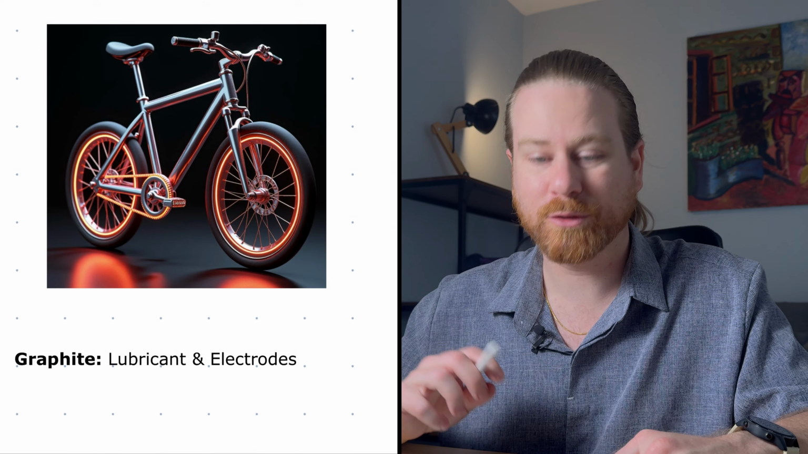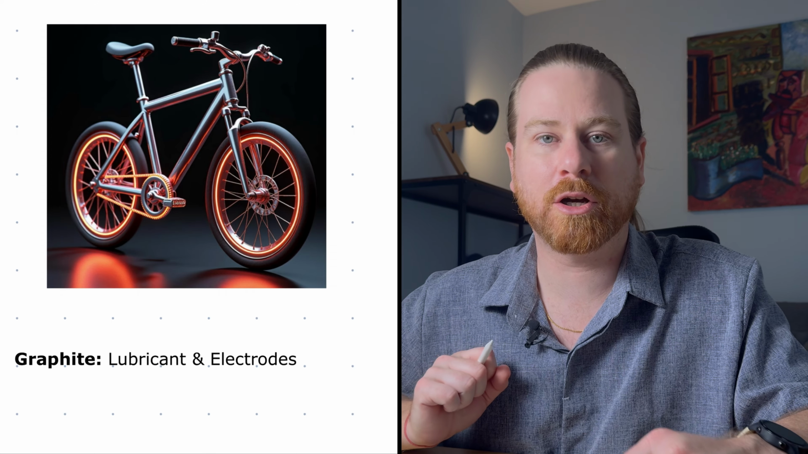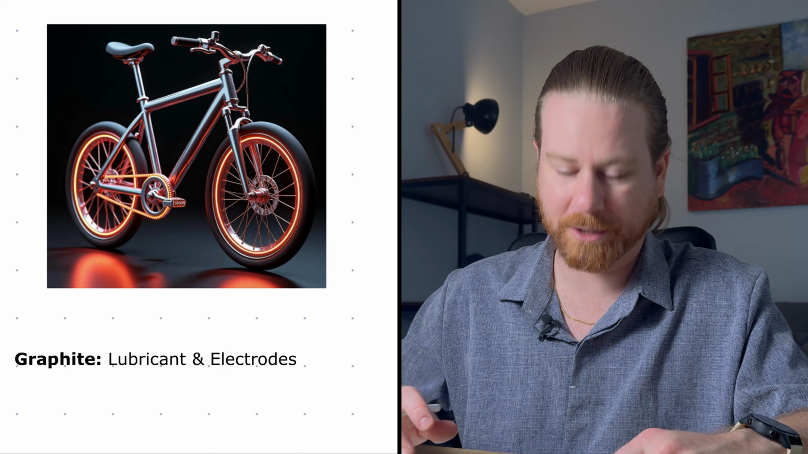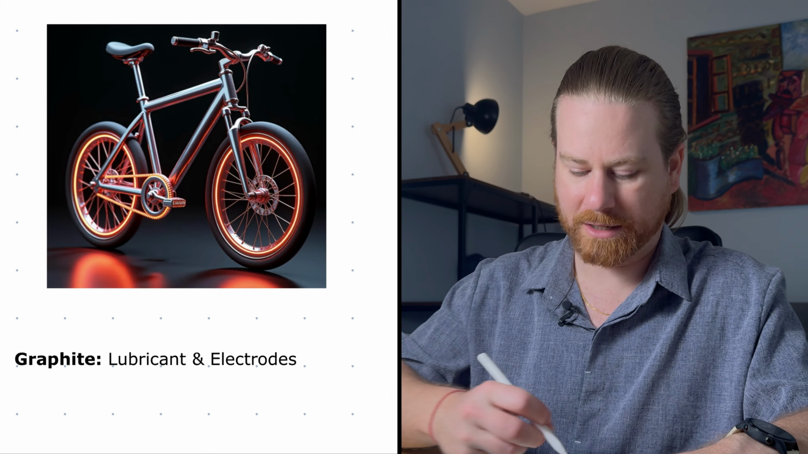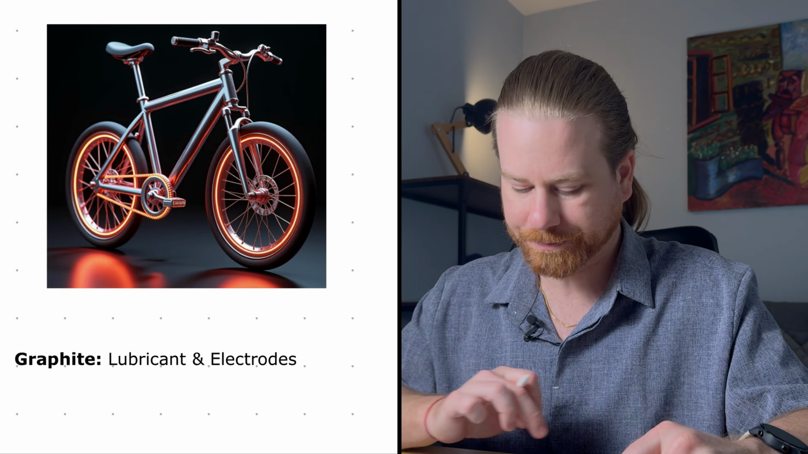And then, how do you think your pencil works? When you draw a line with your pencil, you're basically just leaving layers of graphite down on the piece of paper. So there we go. Again, our uses are linked to its structure.